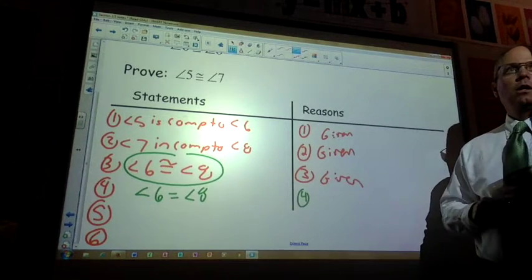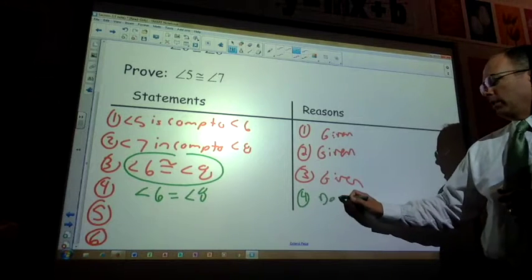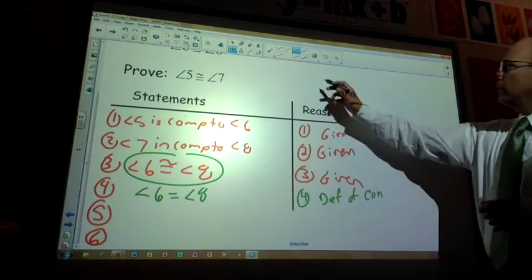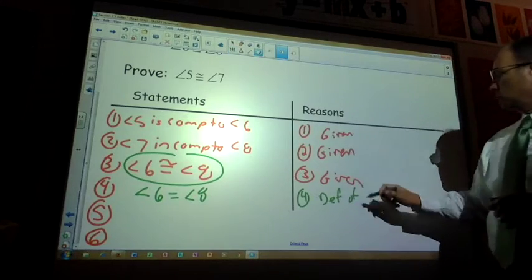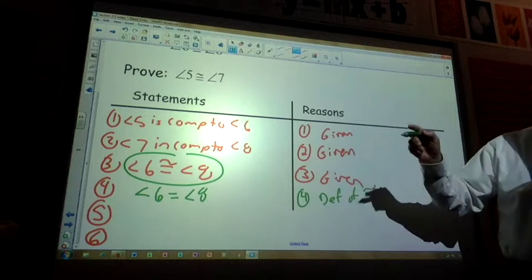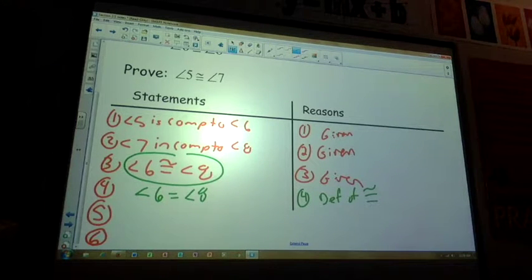What's the reason? Definition of congruence. And this is going to allow me to do what? What will this allow me to do if I do this? It'll allow me to substitute in where I need. Okay? Now, are you wrong if you do angle 5 is complementary to angle 6, or angle 5 plus angle 6 equals 90, angle 7 plus angle 8 equals 90 for steps 4 and 5, and then step 6 have angle 6 is equal to angle 8?